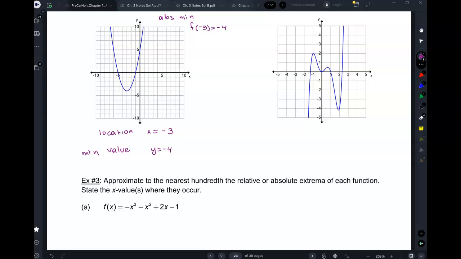Do I need to go over on the calculator how to find? No. Okay, I'll just tell you.